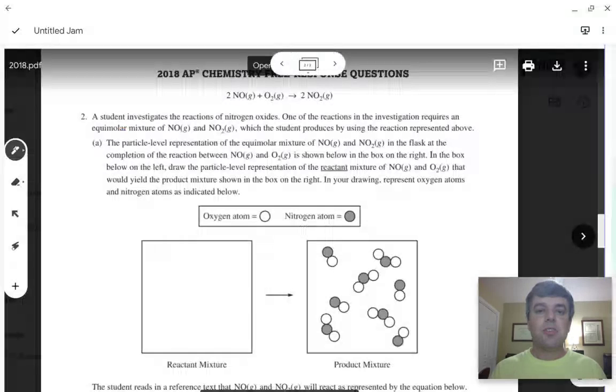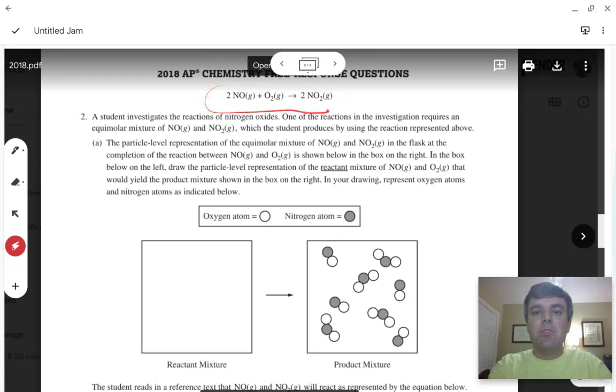I just want to show you this one example. This is off the 2018 exam, where it says, a student investigates the reaction of nitrogen oxides. One of the reactions in the investigation requires an equimolar mixture of nitrogen monoxide and nitrogen dioxide, which they produce by using the reaction represented above. The particle level representation of the equimolar mixture in the flask at the completion of the reaction is shown in the box at the right.